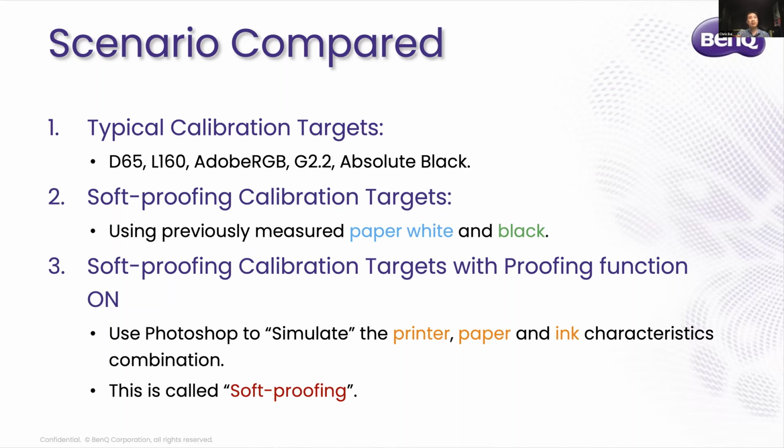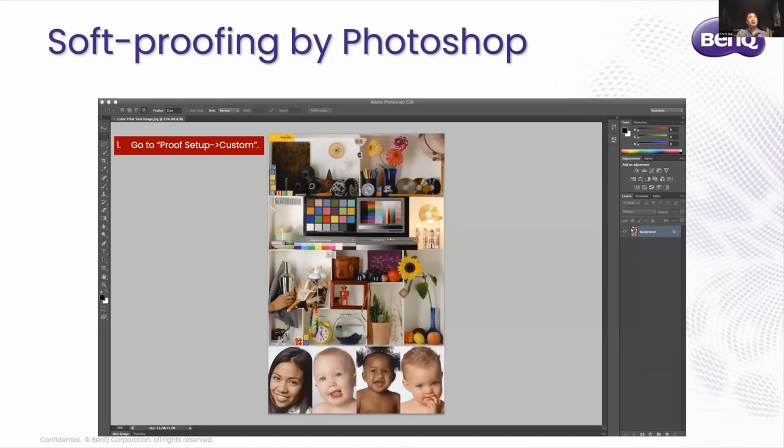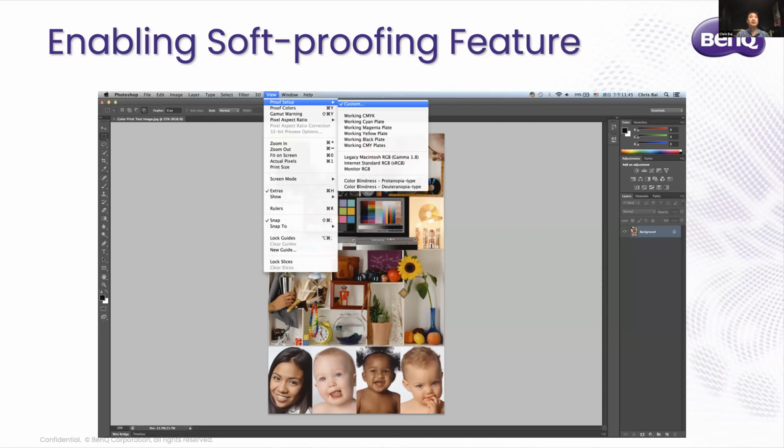That is, we use Photoshop to simulate the printer, paper, and ink characteristic combination. We use the ICC profile from the printer profile to simulate that effect. And this is what we call soft-proofing. So basically, we'll compare these three scenarios. So how do we enable soft-proofing in Photoshop? First, we go to View, Proof Setup, and Custom, and click on that.